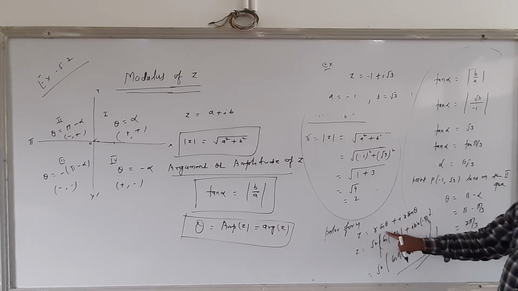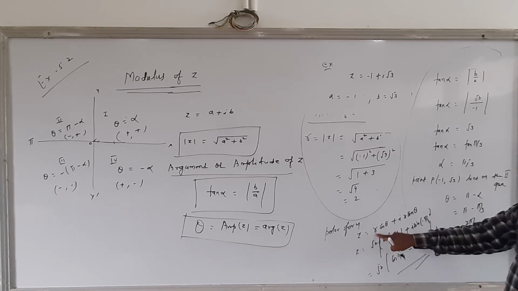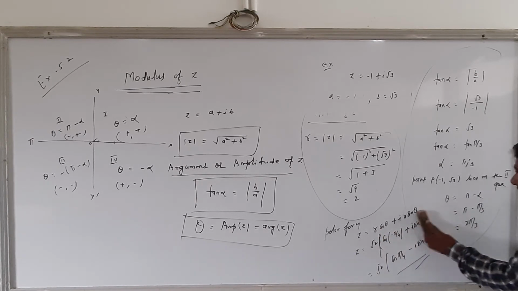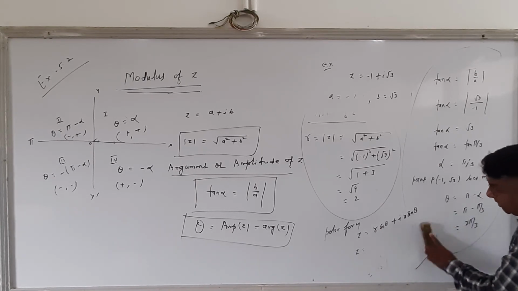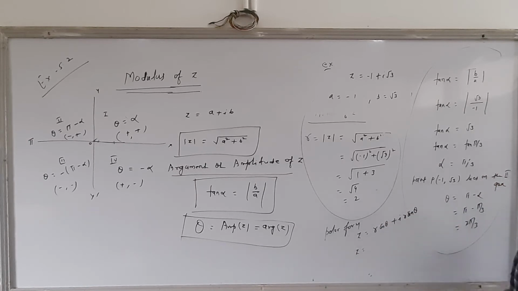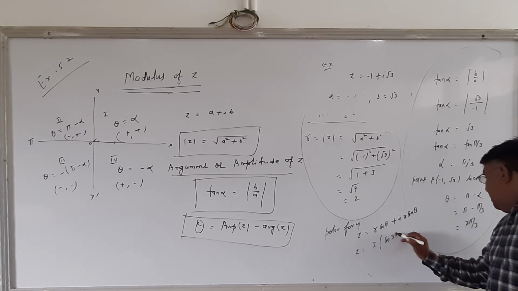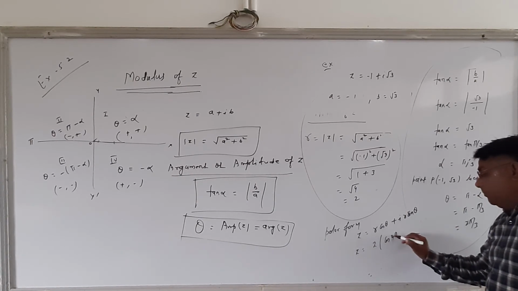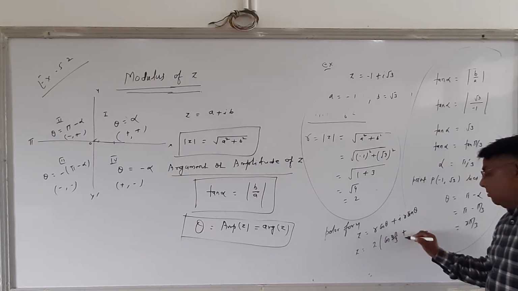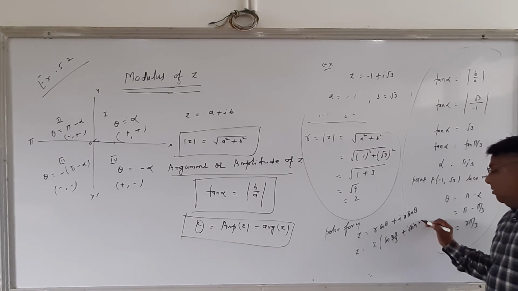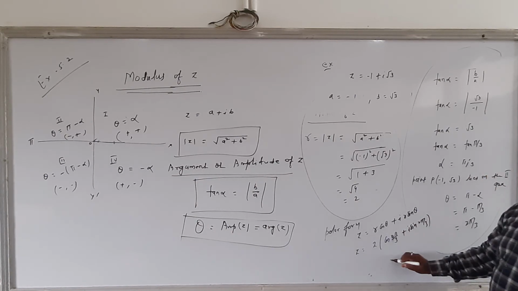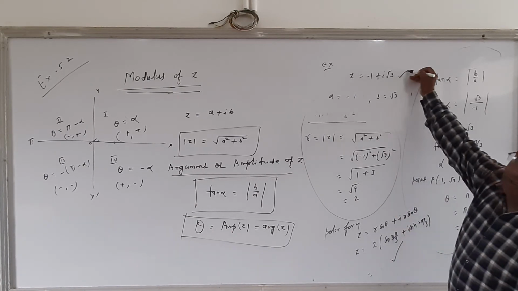And now the complex number in polar form, right? z equals r cos theta plus iota r sin theta. Here r is 2. Now 2 is common, and theta is 2 pi by 3. This is the complex number in polar form, and this is the complex number in Cartesian form.